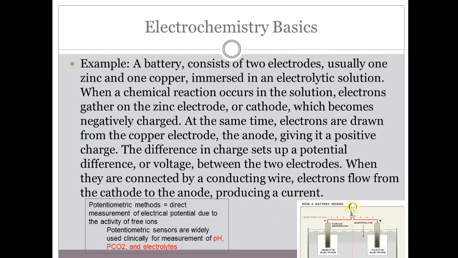Here's an example of how a kind of a battery works, so you can kind of see how the electrodes look. A battery consists of two electrodes, usually one zinc and one copper, immersed in an electrolyte solution. Okay, we got solution down here, you can see it. When a chemical reaction occurs in the solution, electrons gather on the zinc electrode or cathode, which becomes negatively charged. At the same time, electrons are drawn from the copper electrode, the anode, giving it a positive charge. The difference in charge sets up a potential difference or voltage between those two electrodes. When they are connected by a conducting wire, electrons flow from the cathode to the anode, producing a current.